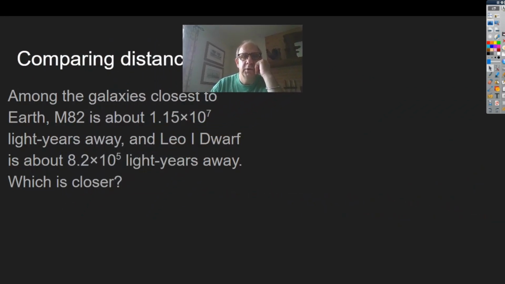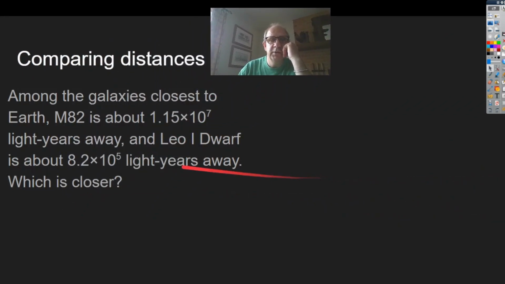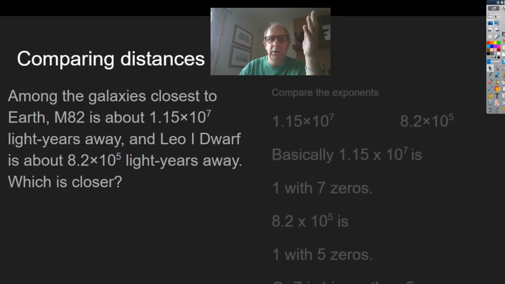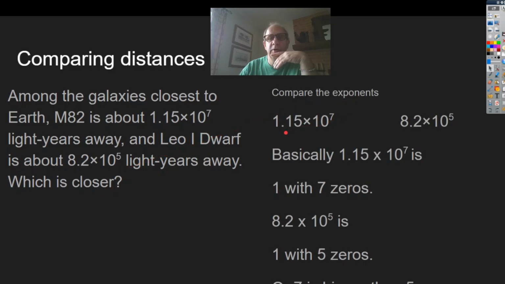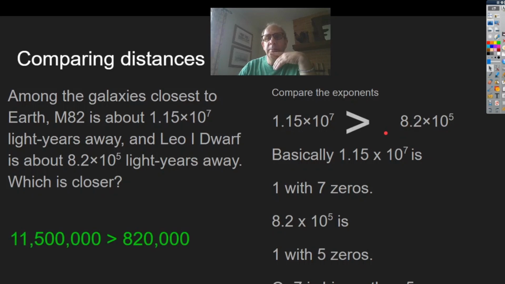Comparing decimals. Among the galaxies closest to Earth, M82 is about 1.15 times 10 to the 7th light years away, and Leo I dwarf is about 8.2 times 10 to the 5th light years away. Which one is closer? So which one is closer would be the smaller number, right? So we have to take a look, compare our exponents. 1.15 times 10 to the 7th, is that going to be larger than 8.2 times 10 to the 5th? Now you think because 8.2 is bigger than 1.15, 8.2 is going to be larger, but you're wrong.